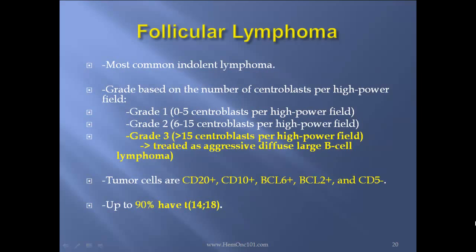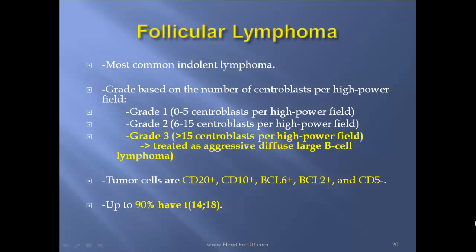This is the most common indolent lymphoma. Grade is based on the number of centroblasts per high power field. Grade 1 would be 0 to 5 centroblasts per high power field. Grade 2, 6 to 15 centroblasts per high power field. And grade 3 is more than 15 centroblasts, and you must treat these as diffuse large B-cell lymphoma.